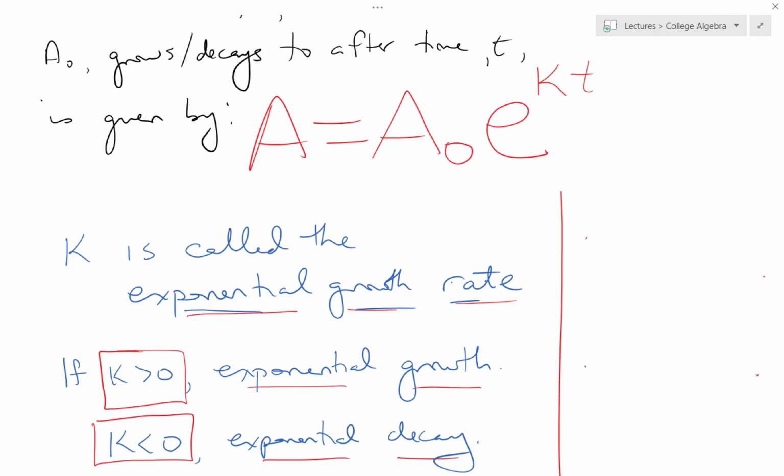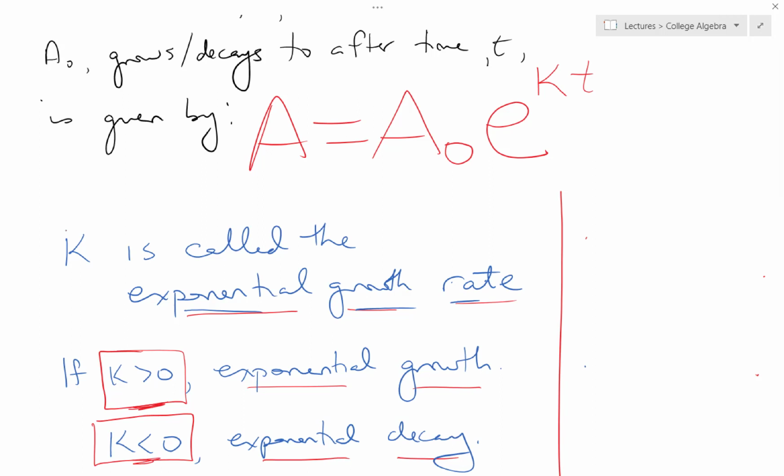So what's nice about these problems is that K will usually shake out, whether it's exponential growth or decay, based on the sign of the problem. So just keep in mind that K greater than 0, so this first one, positive, K less than 0, negative. So how do we work with these problems? What types of problems are we going to be looking at?